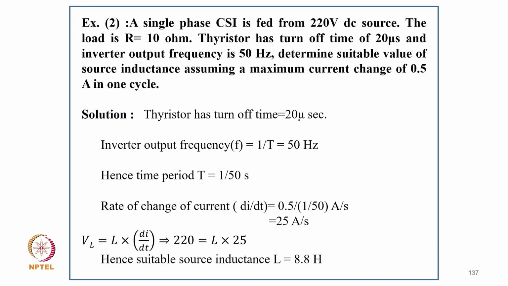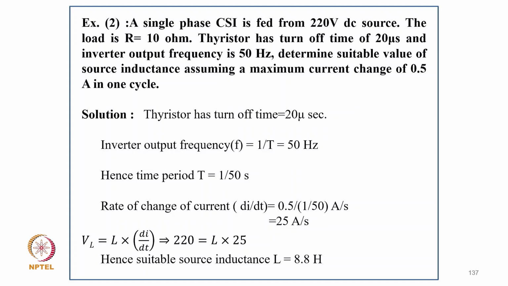Coming to example 2, a single phase current source inverter is fed from a 220 volt DC source. The load resistance is 10 ohm. The thyristor has a turn off time of 20 microseconds and the inverter output frequency is 50 hertz. Determine the suitable value of source inductance, assuming a maximum current change of 0.5 ampere in one cycle. The thyristor has a turn off time of 20 microseconds, the inverter frequency is 50 hertz, and hence the period is T equal to 1 upon 50 second.